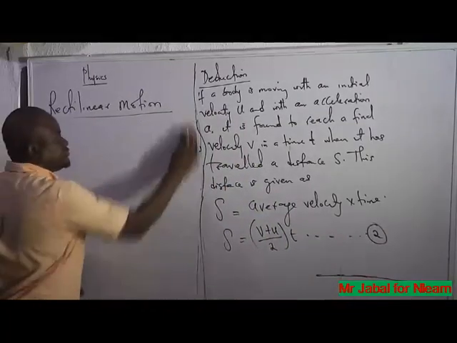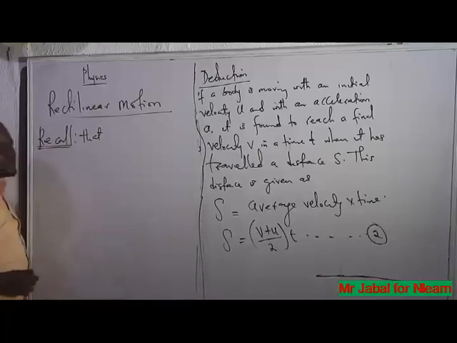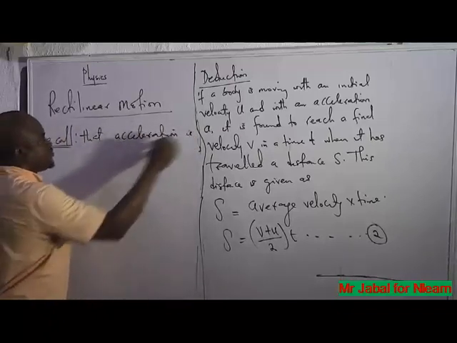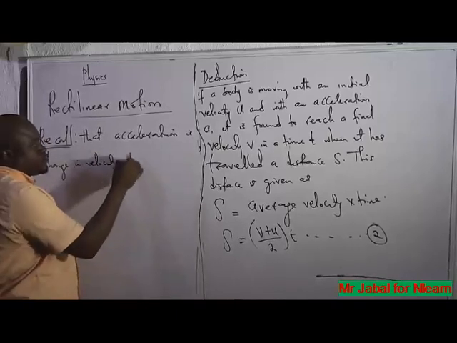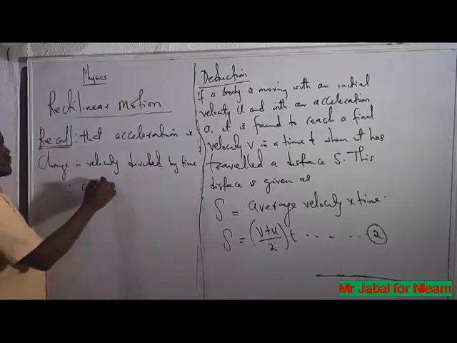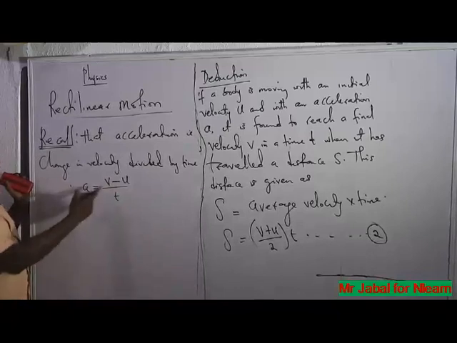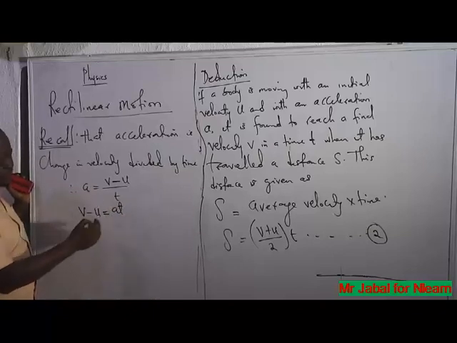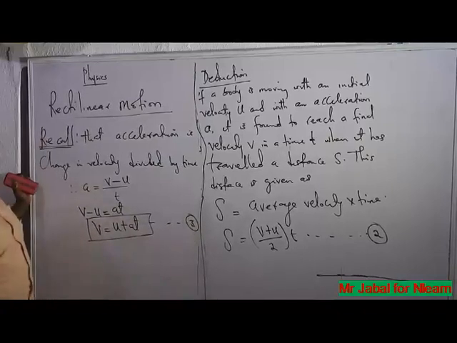I'll take the third one by saying, recall that acceleration is change in velocity divided by time. So therefore, acceleration is (v minus u) over t. From this statement, it's easy for me to cross multiply. I have v minus u is equal to at. If I move the minus u across, it becomes positive. So v becomes u plus at. So this is the second equation of motion.